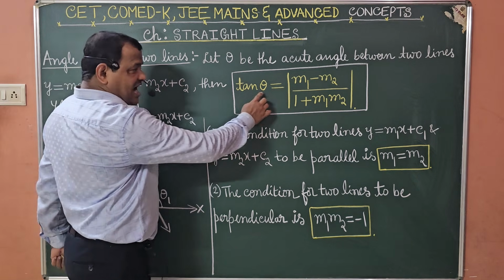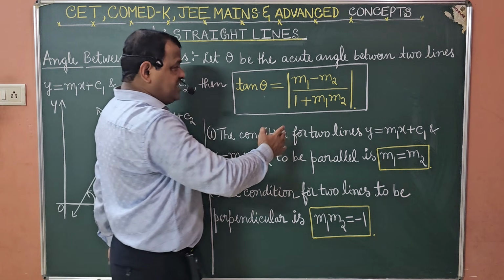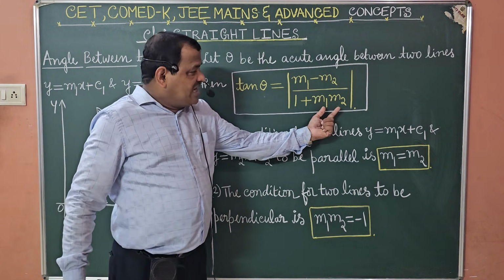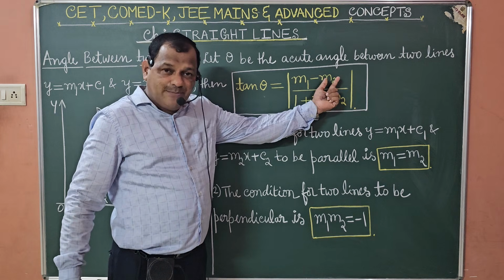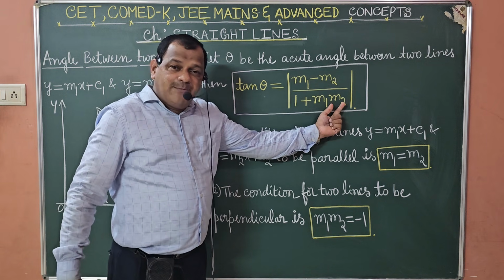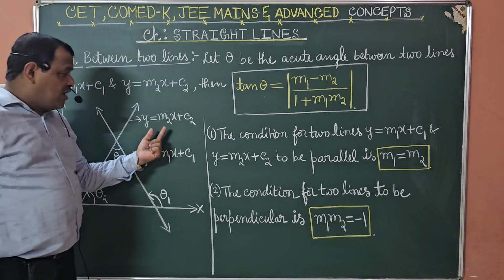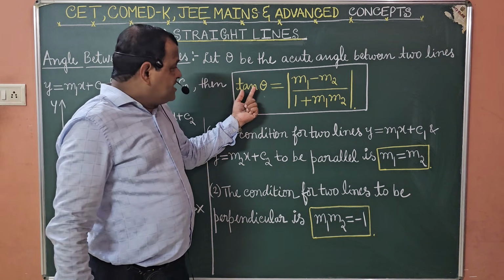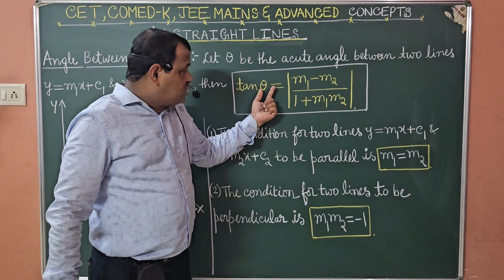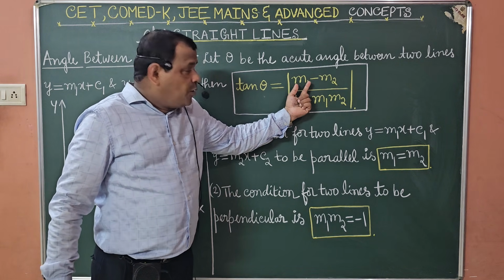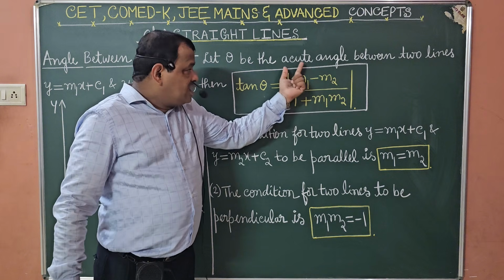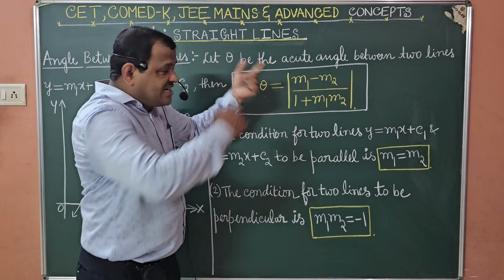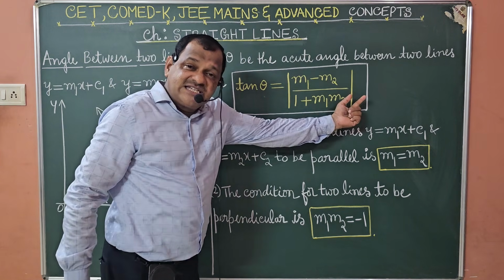Then tan theta, you are familiar with this formula already. Since it is an acute angle, tan theta should always be positive. Hence we take the modulus of m1 minus m2 divided by 1 plus m1 into m2, where m1 and m2 are the slopes of the two lines. Hence, my dear students, if you want to find the tan of the acute angle between the two lines, it is enough you find the slopes of the two lines m1 and m2, substitute in this formula, you will get tan theta, and then you can find theta, which is tan inverse of this value.